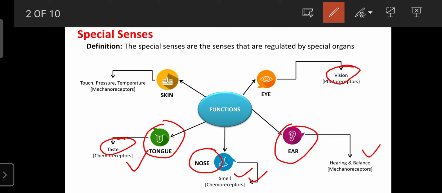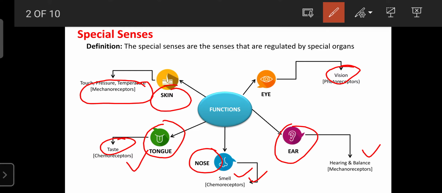So the next one is the skin. Skin is considered the largest organ. It protects our body. It is the outer surface of the body. That skin is also a special sense organ. It is involved in special senses like touch, pressure, and temperature. Whatever temperature falls on our skin from the environment, or pressure, or anything we touch or that touches us, that is recognized by the skin with the help of mechanoreceptors.